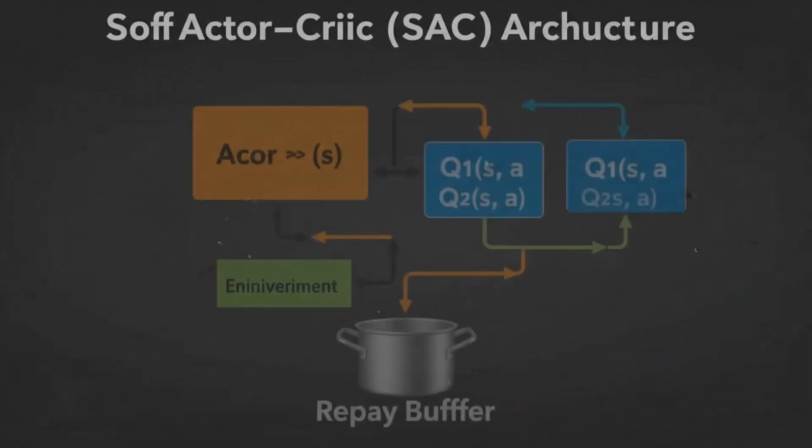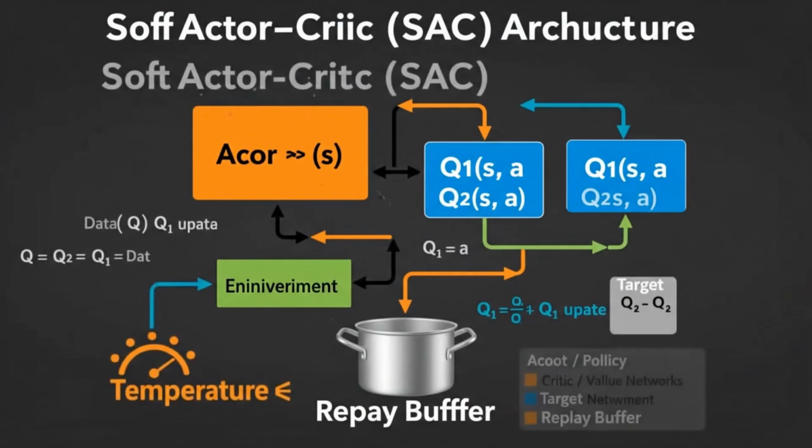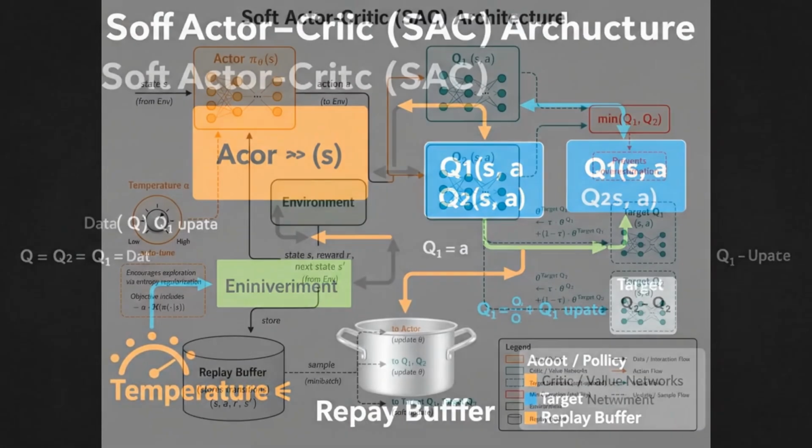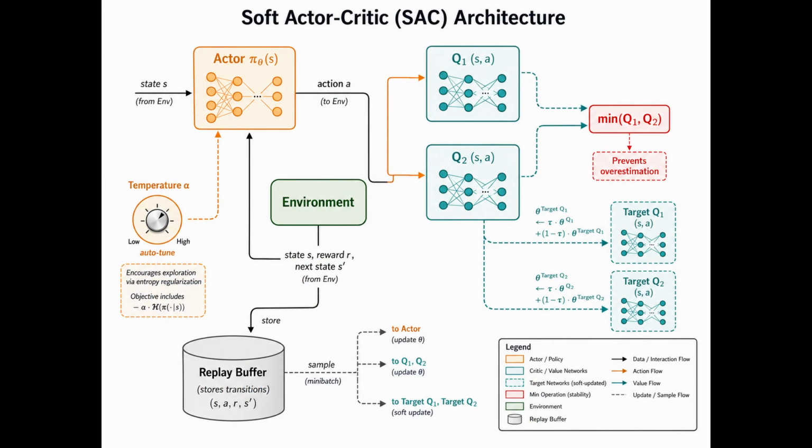SAC architecture. SAC is an actor-critic method with the following components. Actor, a stochastic policy pi theta of a given s, typically parameterized as a squashed Gaussian, a neural network that outputs mean and variance, then applies tanh to bound the action.